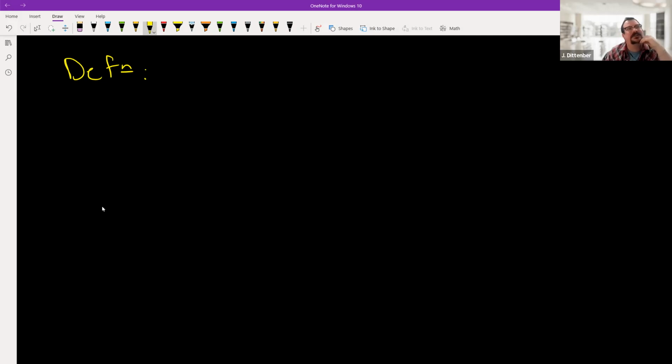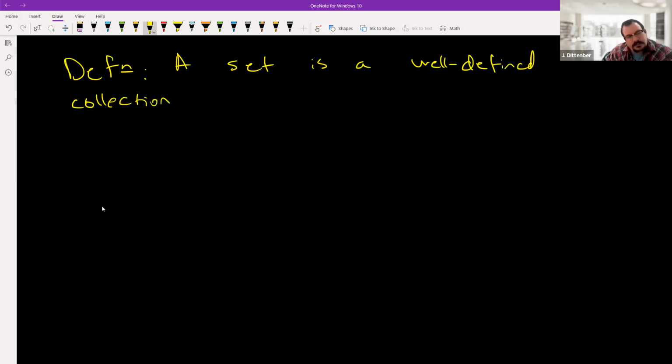And actually, there's some predicate logic ideas where you start with something, but you don't know what it is. And I don't want to go down that rabbit hole. So anyways, let's start with the definition. A set is, we'll say, a well-defined collection of objects.